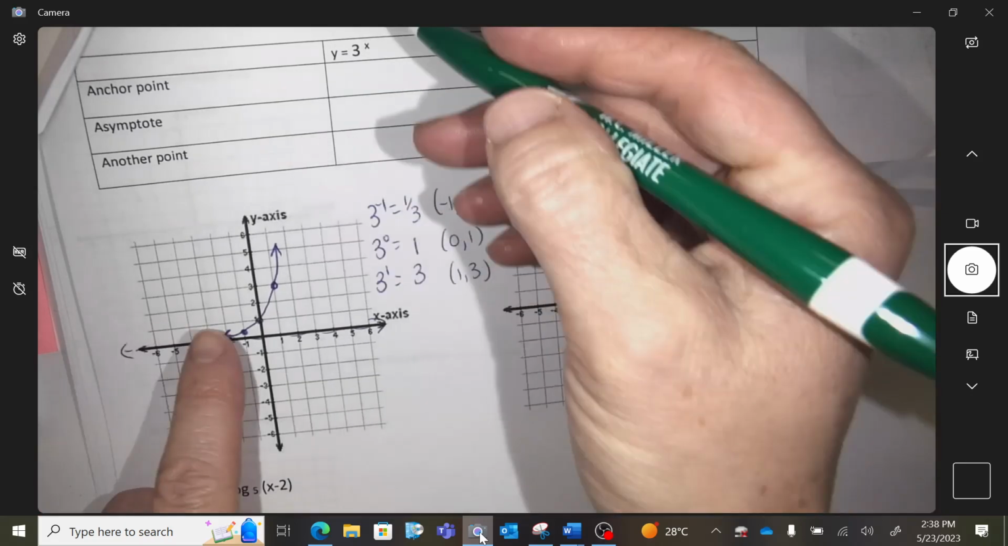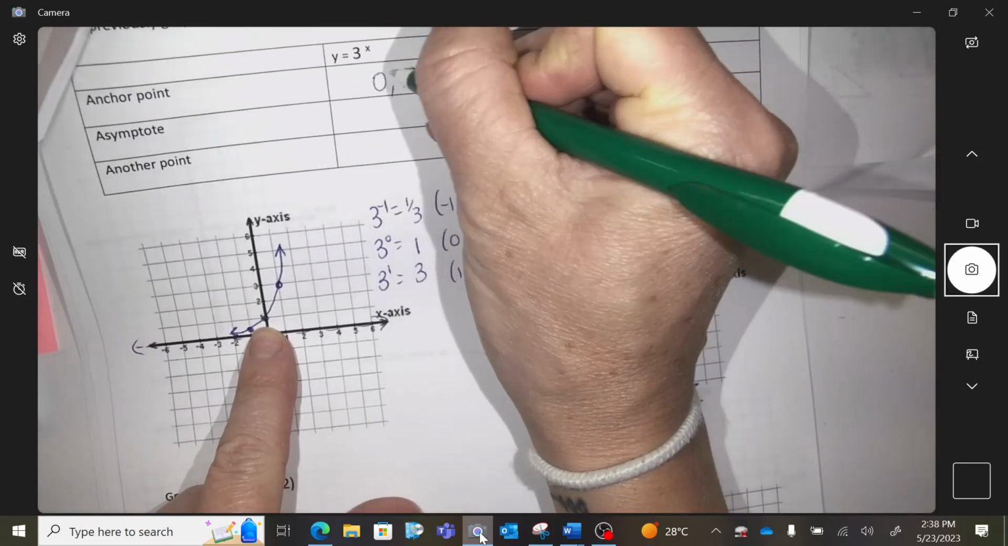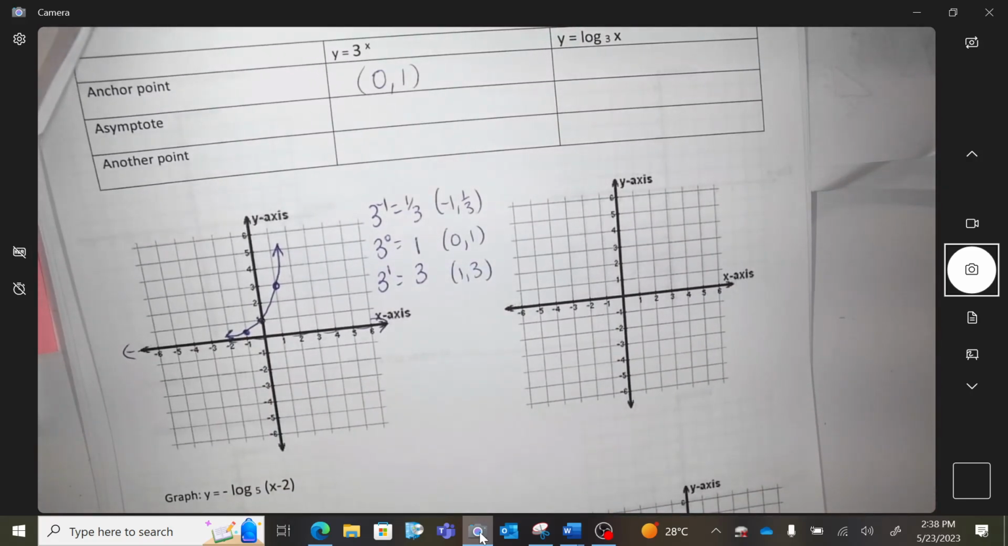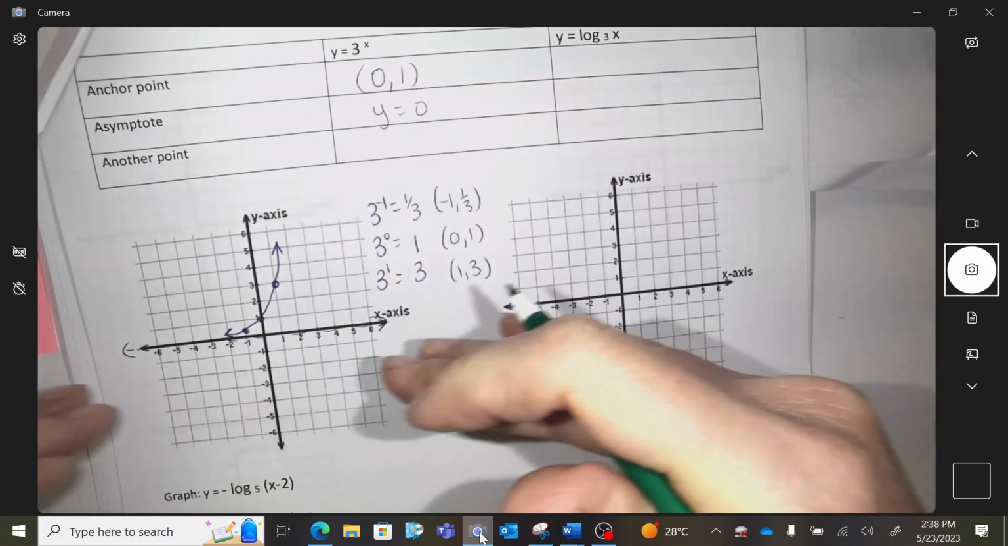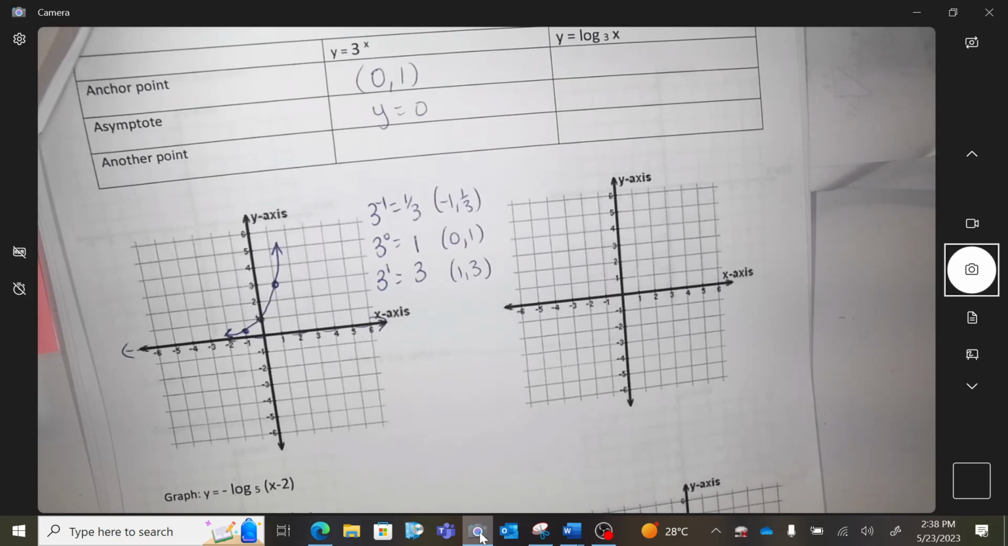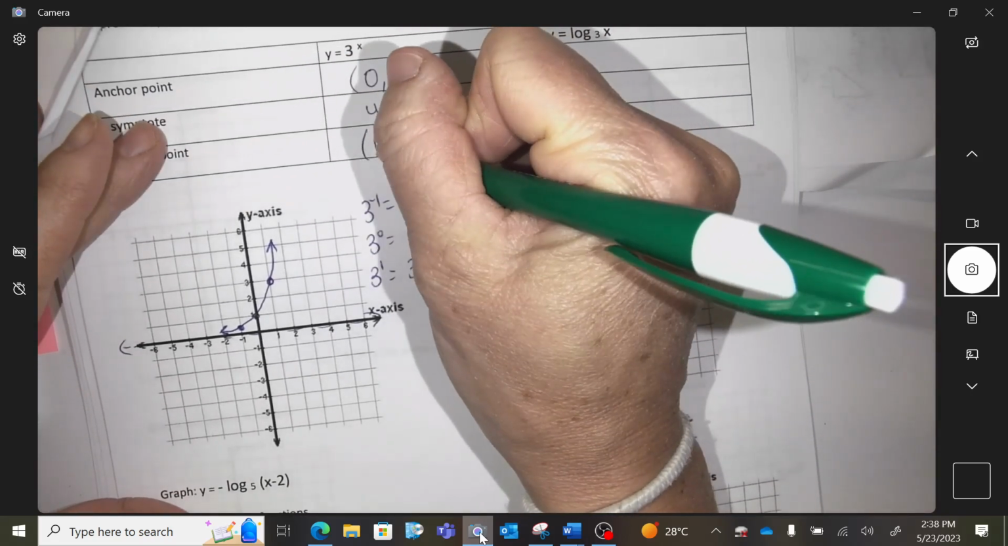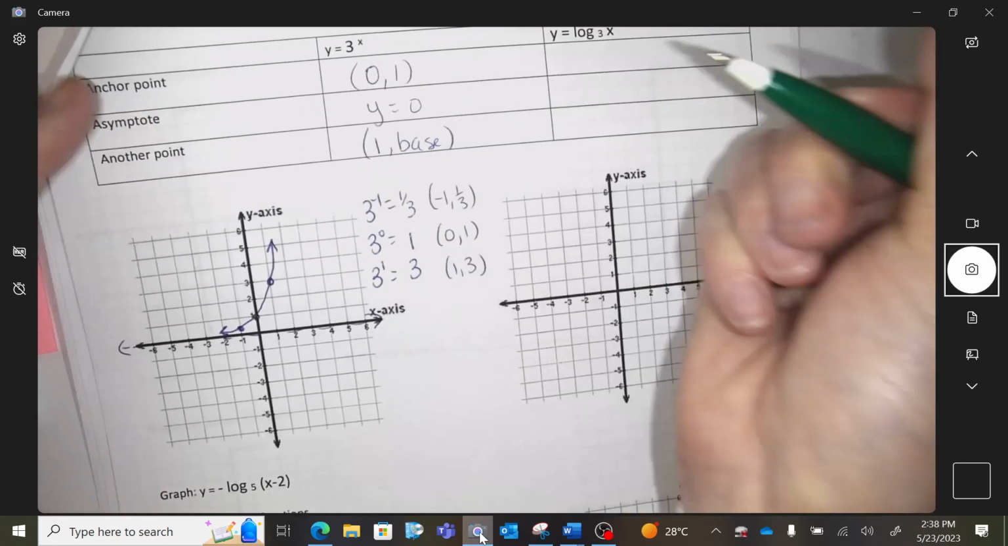We said the anchor point is 0, 1, unless it's transformed, like left or right, up, down. Your asymptote is always y = 0 until it's transformed. And another coordinate is always 1, the base.